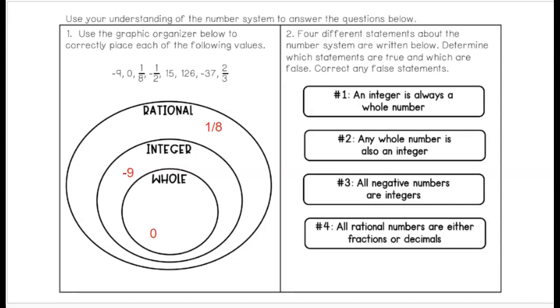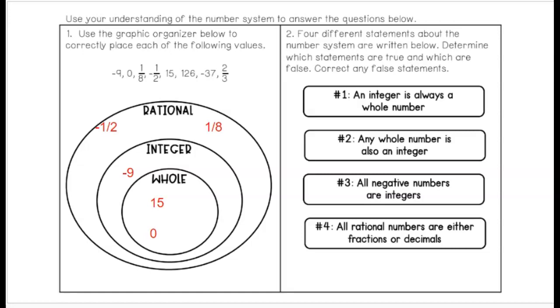-1/2. Even though there is a negative sign, it cannot be an integer because 1/2 is part of a whole, not a whole amount. So -1/2 is only rational. 15. 15 is a rational number because it can be written as 15 over 1. However, it does not have a decimal or fraction piece with it, such as a part, so it is also considered an integer. However, it does not have a negative sign, so 15 is a whole number.